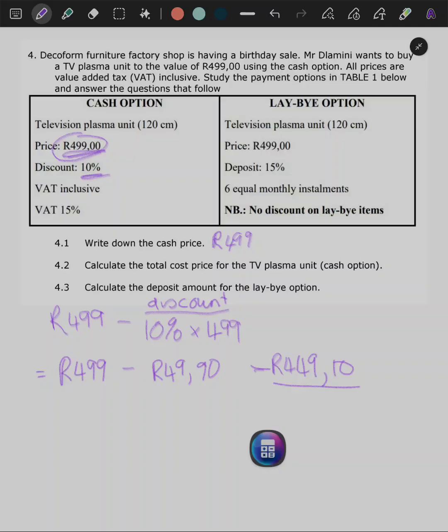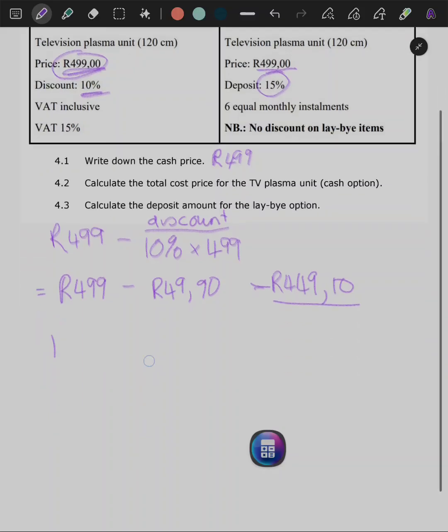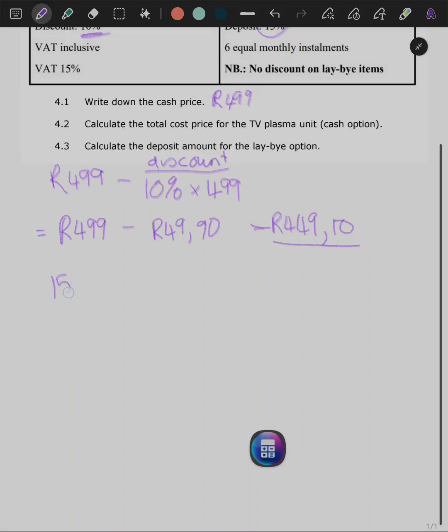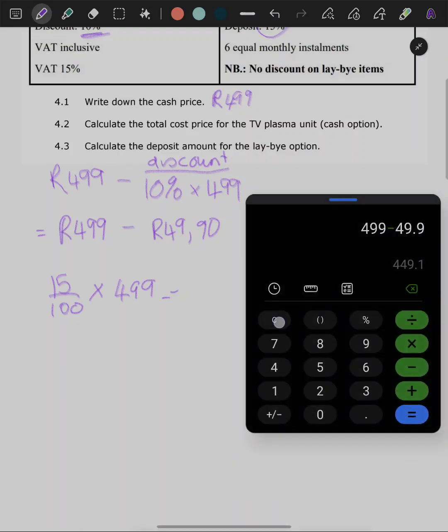Then they wanted to calculate the deposit amount for the lay-by option. Okay, well, the deposit is 15%. It's 15% of the price. So we're just going to say here, let's go up a little bit. What is 15%, or 15 over 100, of 499? You can do it that way too. And we do that on our calculator here. I'm going to do it as a decimal, 0.15 times 499, 74.85. So that would be my deposit on that price.